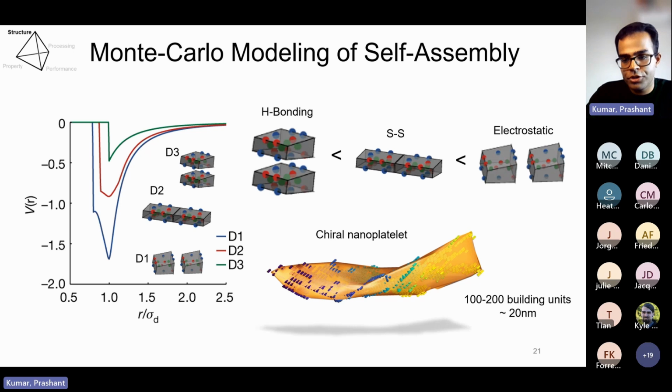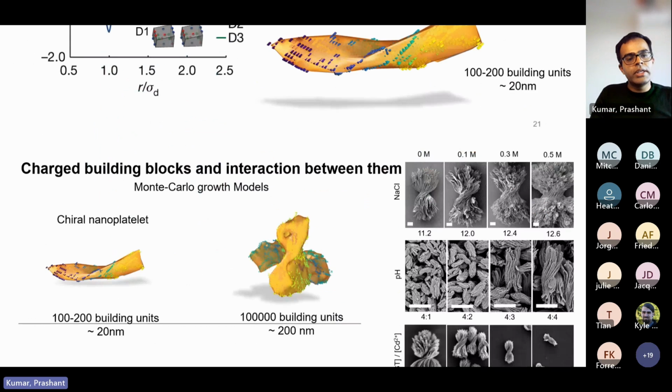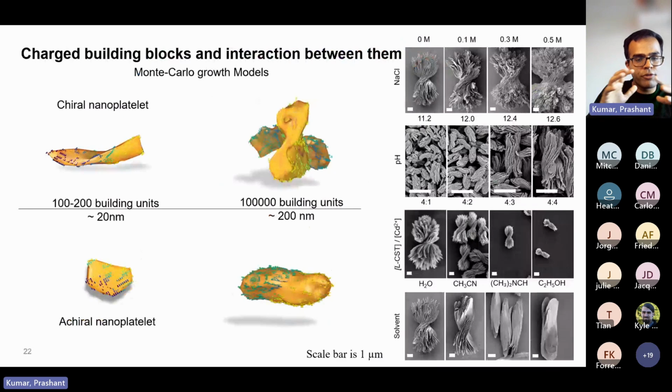For example, one of them is shown here, which is about 100 to 200 building units, about 20 nanometers in size, and it has a slight twist in it. You let these systems grow further and have larger building blocks, and you start to see the emergence of very large twisted structures of the order of 200 nanometers, which was roughly our level 2 of hierarchy in the bow ties. But if you have an achiral building block at the atomic level, it actually forms a flat platelet, as shown here.